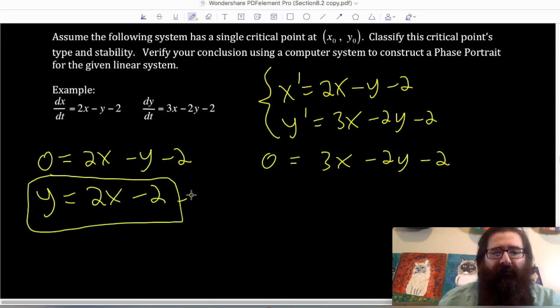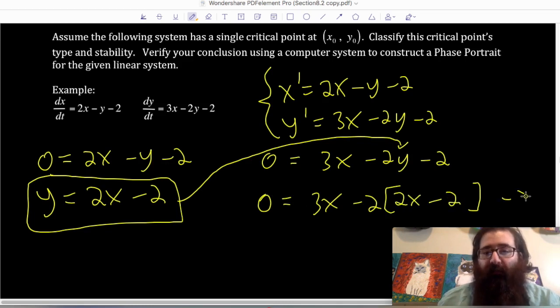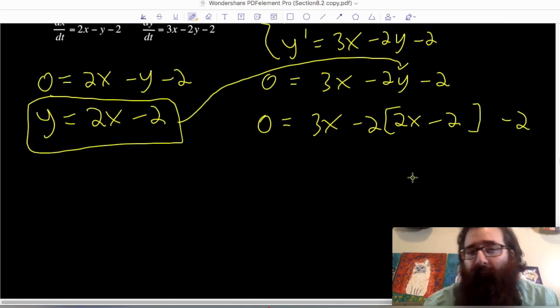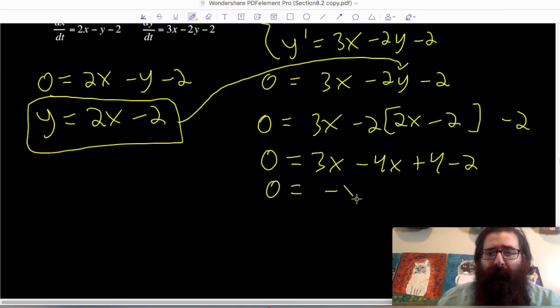And I can use this as a substitution into the second equation. So then we get 0 equals 3x minus 2 times y, but I can replace y with its substitution, which is 2x minus 2, and then we have minus 2. Now this gives me a linear equation in x, so I should be able to solve for x just like we would have done in pre-calculus. So 0 is equal to 3x, minus 2 times 2x is minus 4x, negative 2 times minus 2 is plus 4, minus 2. So here we get 0 equals minus x plus 2, and if I add x over, this means x is equal to 2.